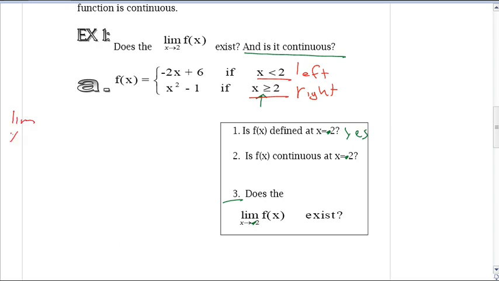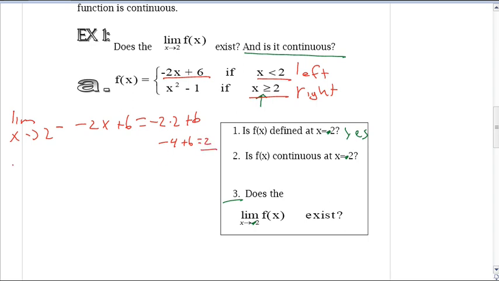Limit as x approaches 2 from the left. Once again, we know this is left, so this is the left-hand function, negative 2x plus 6. To prove that the general limit exists, both these heights have to be equal. Let me plug in a 2 and see what happens. You get negative 2 times 2 plus 6. That makes negative 4 plus 6, which makes 2.